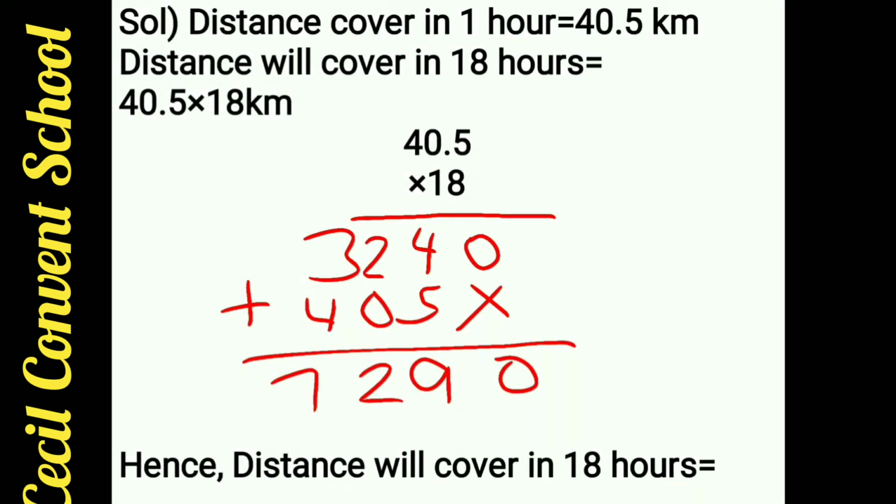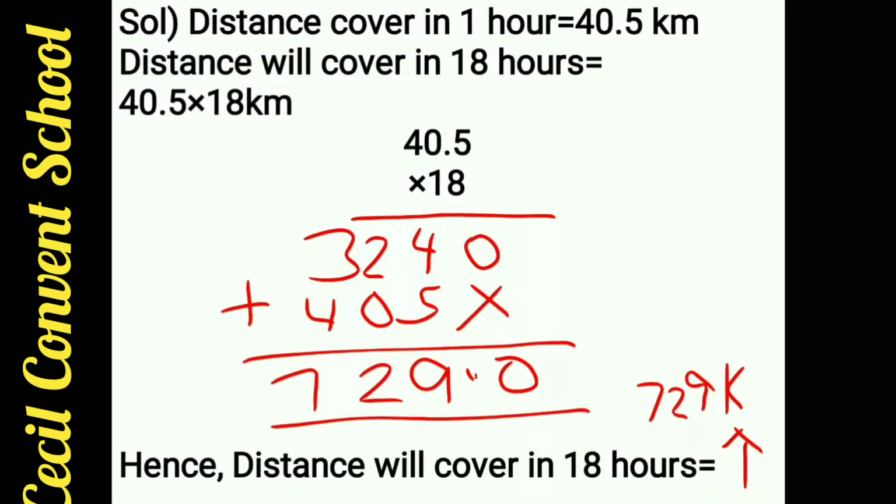Now we put a decimal. Decimal is after one number. So answer will be 729.0. You can also write like this manner. Hence the distance will cover in 18 hours. There is less space. So answer is 729 kilometer. Units are compulsory to put. Understood? Like this manner we do question number 4.